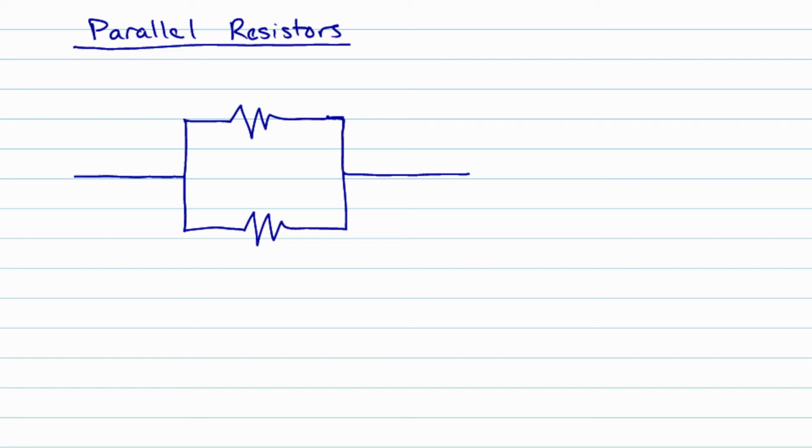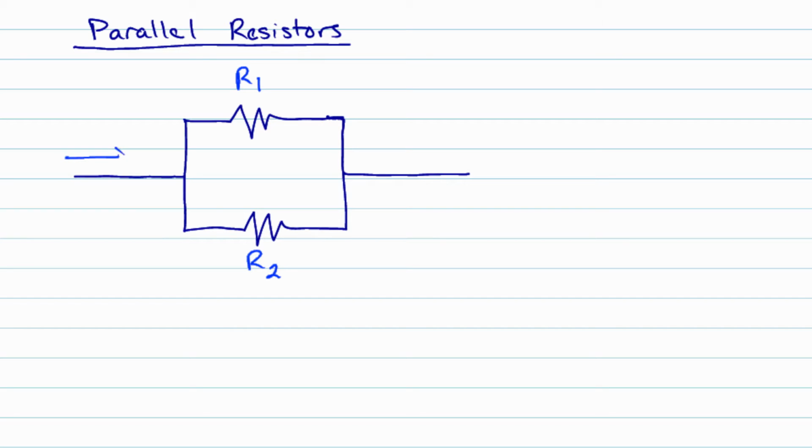Now let's take a look at parallel resistors. In the circuit that I have drawn here, or the portion thereof, I have two resistors. We'll label this one R1 and this one R2.